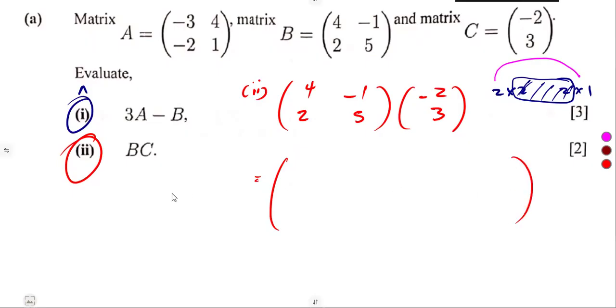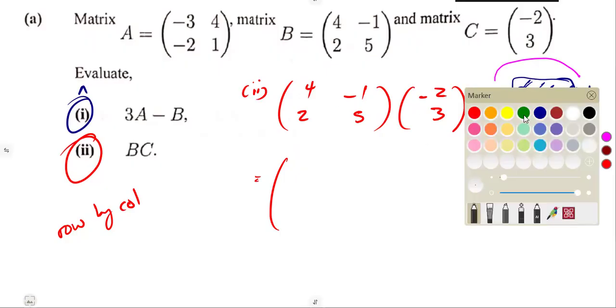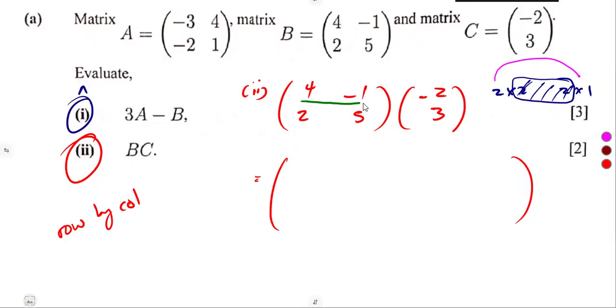So as we are to simplify, we know that our answer is going to be a 2 by 1. So remember, row by column. Row by what? By column. So anyways, guys, let's multiply this part, row to this column. So that's 4 times negative 2. Okay, let me just write 4 times negative 2. Then we add negative 1 times 3. Okay, so we are done with this row and this column, as you can see.